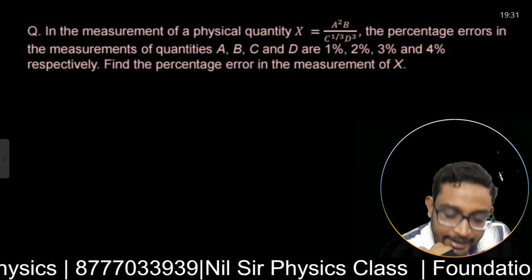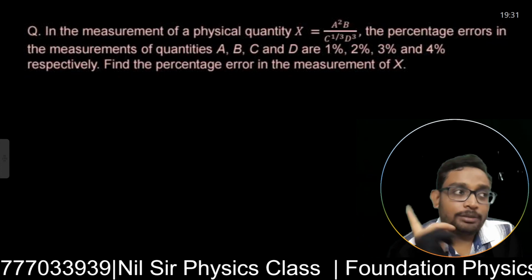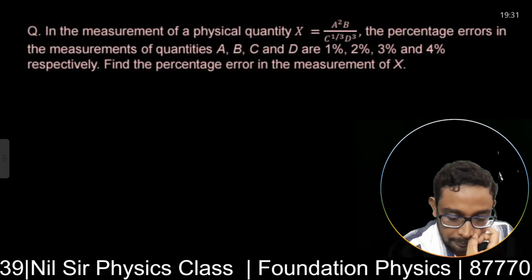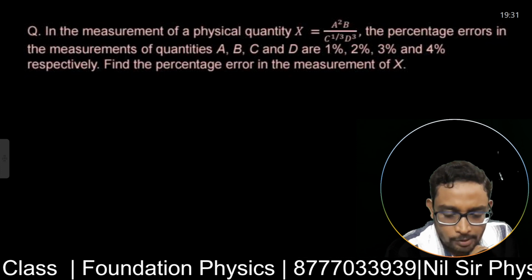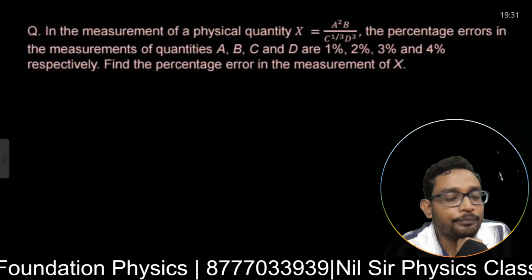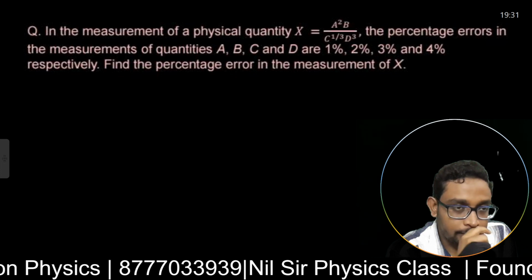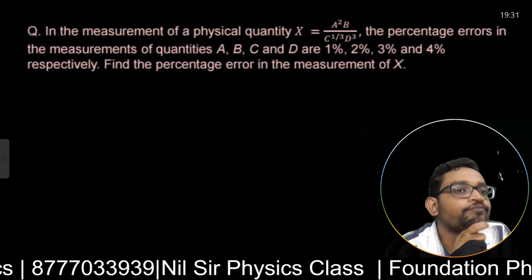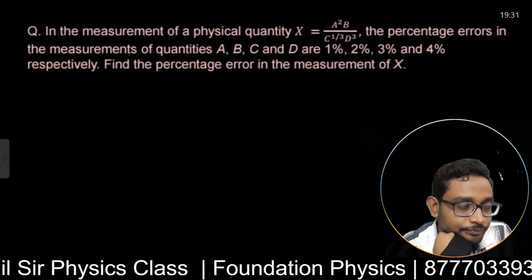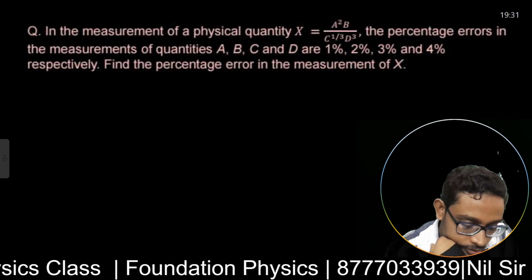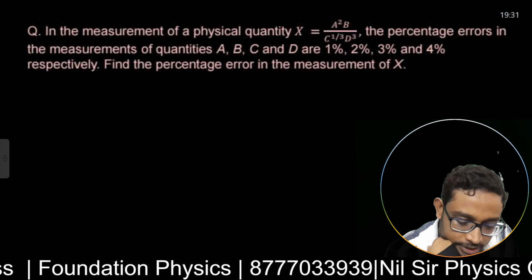x is given as a squared b by c to the power 1/3, or 1/3 d to the power 3. So what is the percentage error? Find the percentage error in the measurement of x.